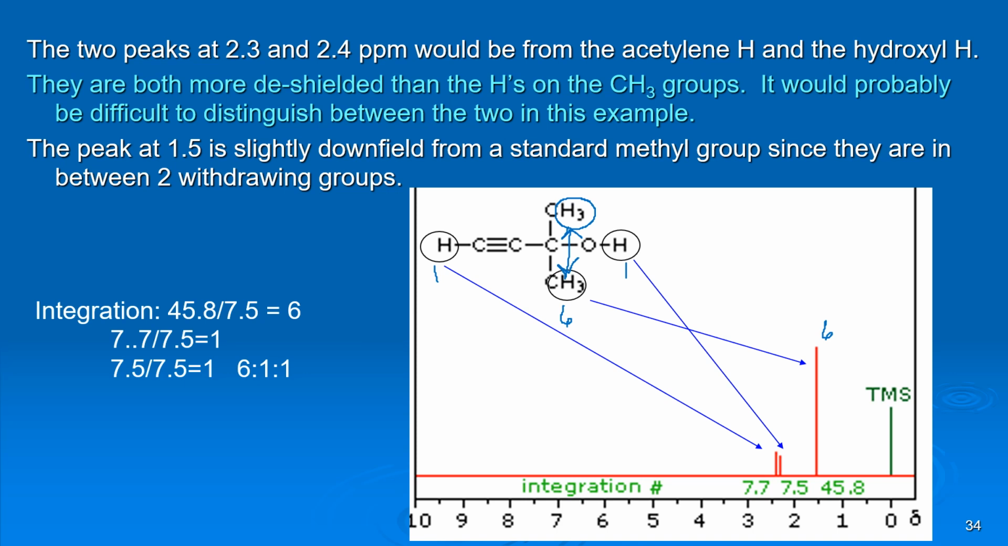And then looking at the integration again, I kind of did the math over here. I took all of them divided by the smallest, which is 7.5. So if you take 45.8 divided by 7.5, you get 6, which is what we were expecting. And then 7.7 divided by 7.5 has got an extra little dot there, but you get it. It's approximately 1, and this one again is close to 1. So there's just a little bit of machine error or whatever. But they're very close to 6 to 1 to 1, which is what we expect.